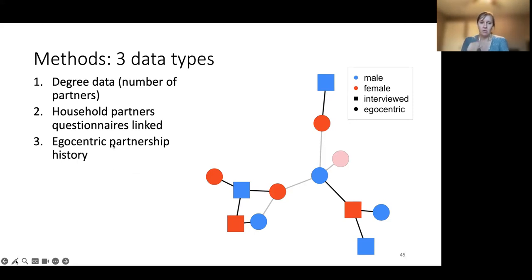Then egocentric partnership history is also collected, so you know about up to three most recent sexual partners. There's more limited data in that egocentric partnership history, right? So it's going to be whatever is reported within the subset of questions, but not going to be as comprehensive as that household partner questionnaire linkage, but it does give us some information about non-household partners as well.